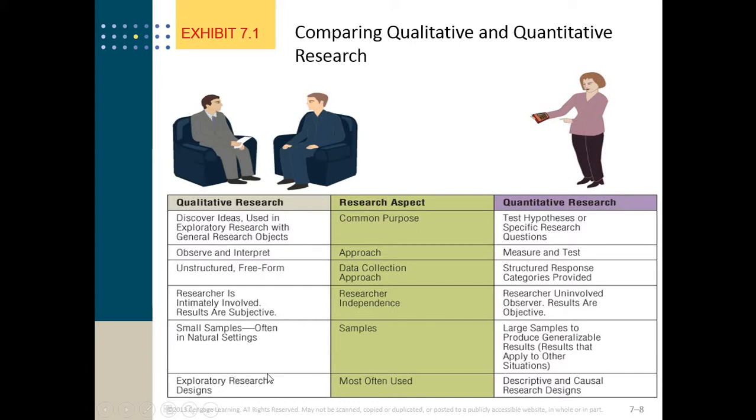And I also have indicated that qualitative research is a sort of exploratory type of research design. When we are exploring a new phenomenon, we use qualitative research, whereas quantitative research uses descriptive and causal research designs, because quantitative research describes a certain phenomenon or finds out if there is a causal relationship between two variables.